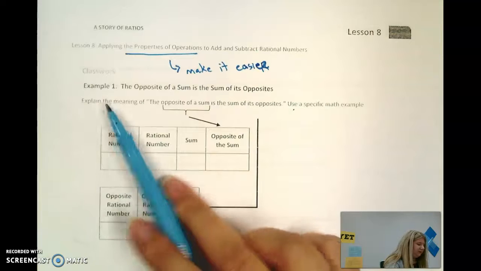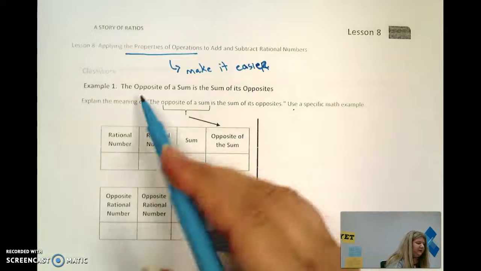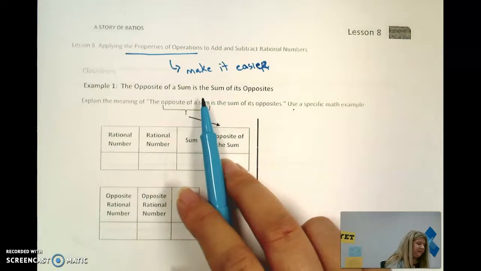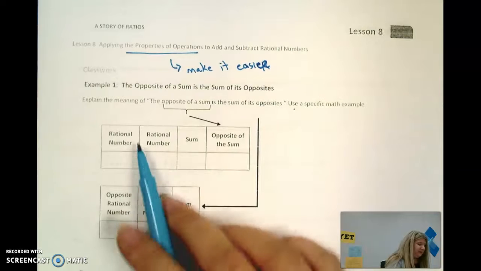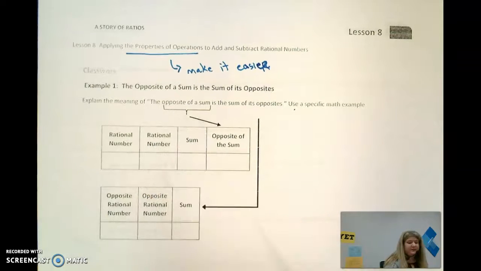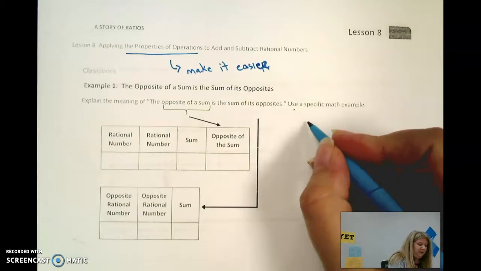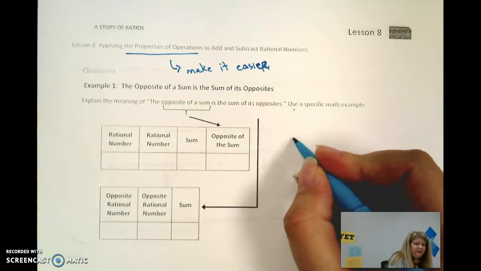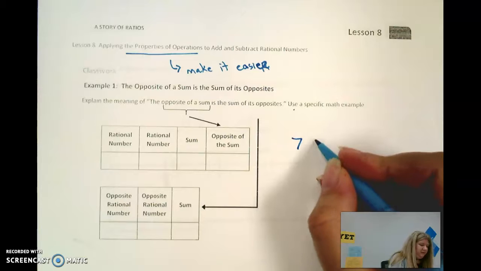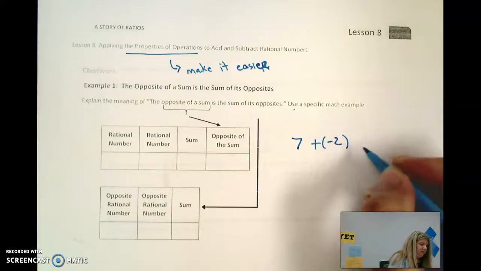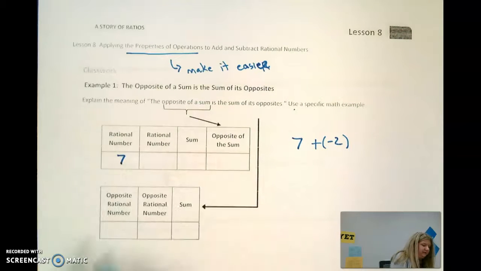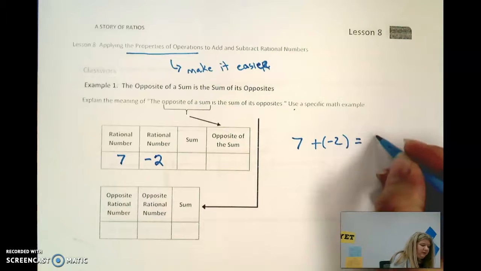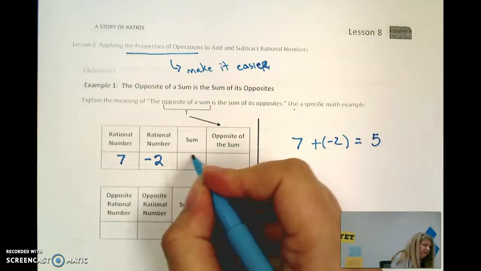So, we're going to start with this example. This wording is atrocious. The opposite of a sum is the sum of its opposite. So we're supposed to explain the meaning and use a specific math example. So my math example is going to be starting out with 7 and negative 2. So if I have 7 plus negative 2, the sum would be positive 5.